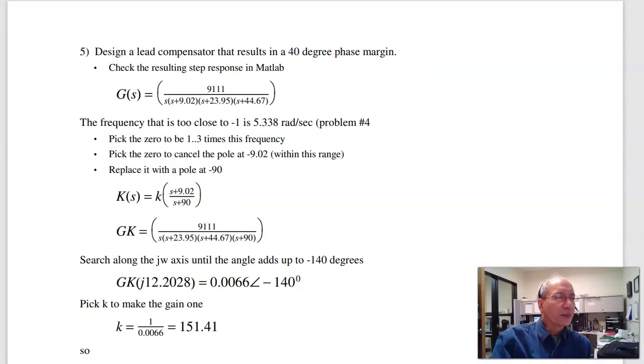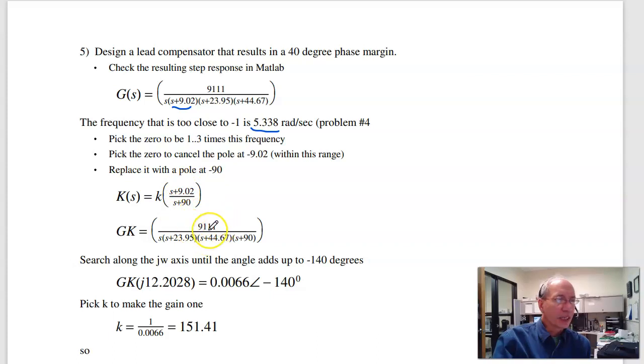Problem 5. If I want to add a lead compensator, there's a couple ways of doing it. My resonance from problem 4 was 5.338 radians per second, so put the 0 1 to 3 times that. Another way to do it is, keep the pole at s equals 0, there's the next slowest pole, cancel it, which oddly enough is in this range. So either way you do it, pick your 0. Once you pick the 0, put the pole 10 times further out.